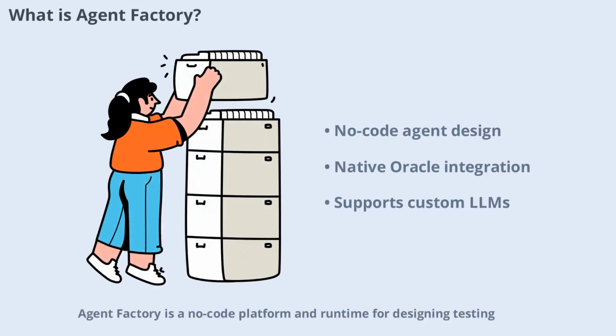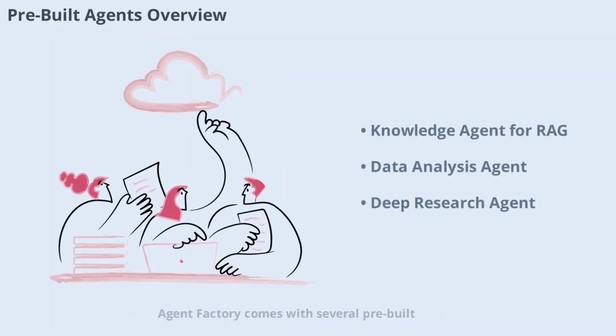Agent Factory is a no-code platform and runtime for designing, testing, and deploying AI agents. It's tightly integrated with the Oracle Autonomous AI Database, leveraging advanced vector capabilities for smarter data handling. The platform offers a visual agent builder, pre-built agents, and seamless integrations with Oracle services and other systems. You can run Agent Factory within your own tenancy or even on your local machine, ensuring privacy and control. Plus, it supports bringing your own large language model, including options like Ollama and VLLM, making it highly flexible for different enterprise needs.